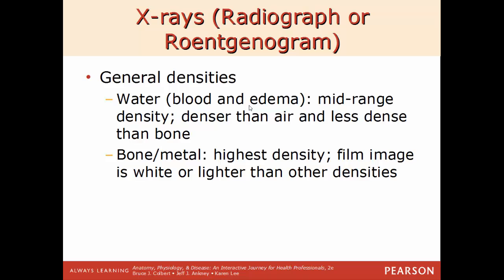The type with the highest density will be bone or metal. The film image will appear very white or very light in color compared to the others. And when it says metal, we're talking about, say, a hip replacement or a medical implant, such as a defibrillator or a pacemaker, for example. Those show up very bright because they are metal.